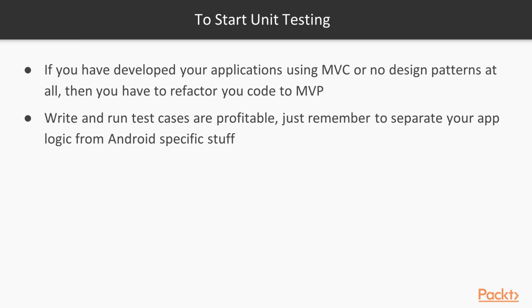To start unit testing our code, you need to keep two main points in your mind. First, if you have developed your application using MVC or no design pattern at all, then you have to refactor your code to MVP. Testing the view model in MVVM is the same as testing the presenter in MVP. So if you are using MVVM or MVP, you can write unit test cases easily. Refactoring takes more effort because it's tough. This separates your app logic from Android specific stuff like activities and fragments.